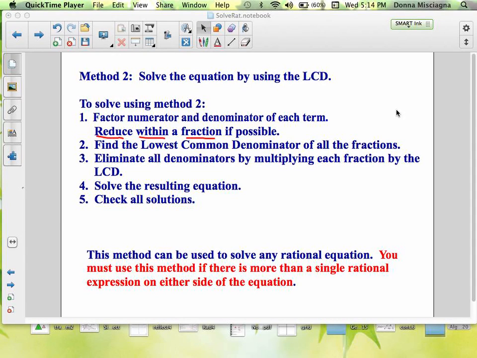Welcome to Solving Rational Equations, Part 2. This is Method 2. Solve the equation by using the least common denominator.